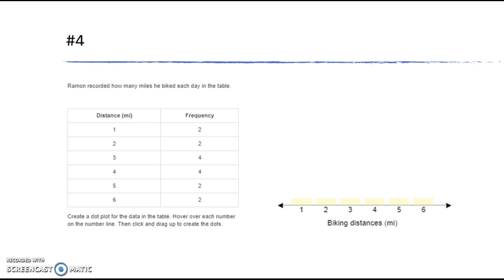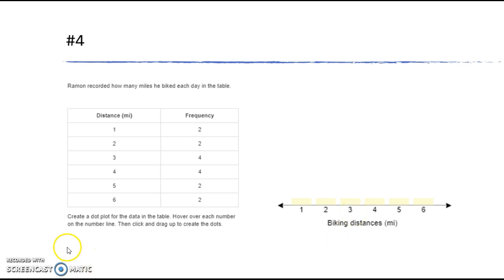Question 4 says, Ramon recorded how many miles he biked each day in this table. Your instructions are down here. Create a dot plot for the data in the table. Hover over each number on the number line, then click and drag up to create the dots. I obviously can't do that part on this PowerPoint slide because I'm not logged into the OHS to be able to drag these bars. But we can actually plot the dots on it and kind of show you a little bit of what it would look like for you taking this actual checkpoint.